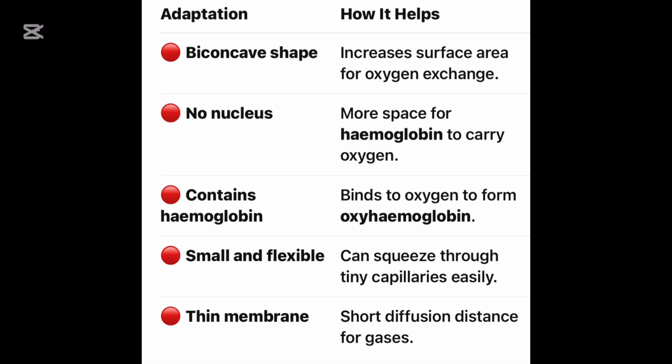Let's talk about the small size and flexibility of the red blood cell. Due to the fact that the red blood cell is small and flexible, it can squeeze through tiny capillaries easily so that it can transport oxygen. And lastly, the thin membranes which are present in the red blood cell also help them to diffuse oxygen over a short distance. So, those are the adaptations of the red blood cell.